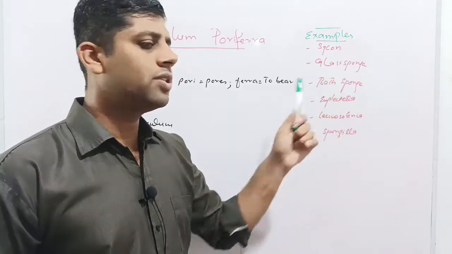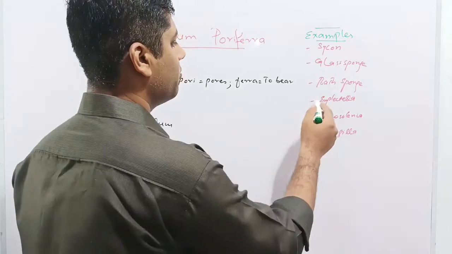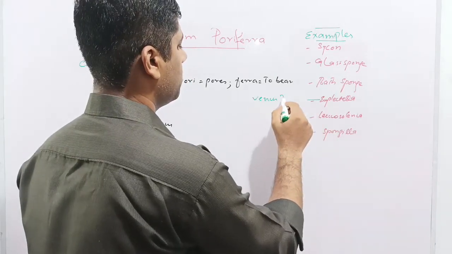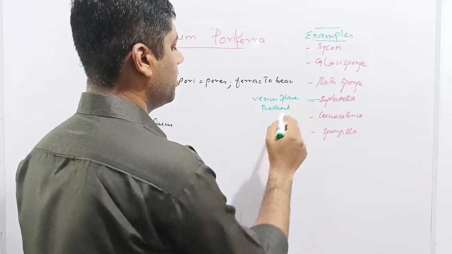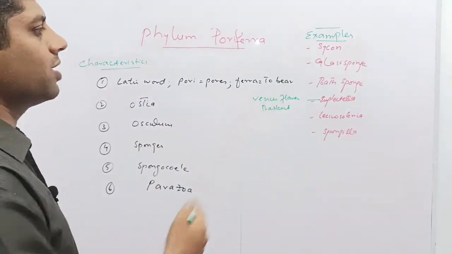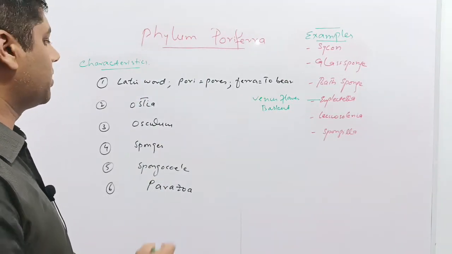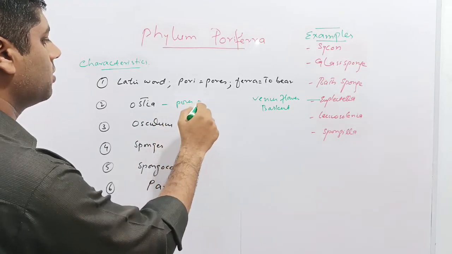Glass sponge and bath sponge are commonly used in our homes, while Euplectella is also known as Venus flower basket because the shape of the Euplectella matches the Venus flower basket. So these members of the phylum Porifera have porous bodies and these pores are called ostia. So ostia are pores on the body.